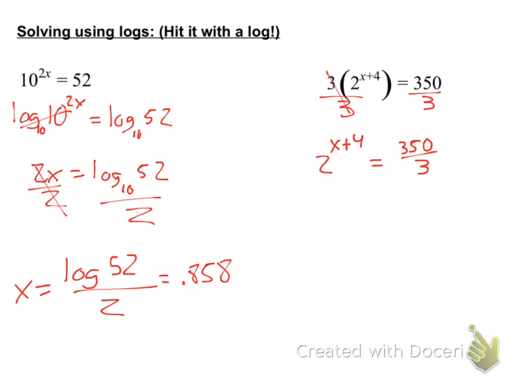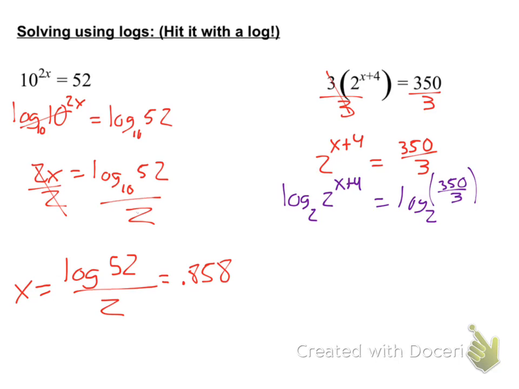But I want to get rid of that 2. What am I going to do to both sides? Hit it with a log. What base? 10? Not 10. Technically I could, but I don't want to. I want to use 2. I'm going to take log base 2 of both sides. So, log base 2 of 2 to the x plus 4 equals log base 2 of 350 over 3.